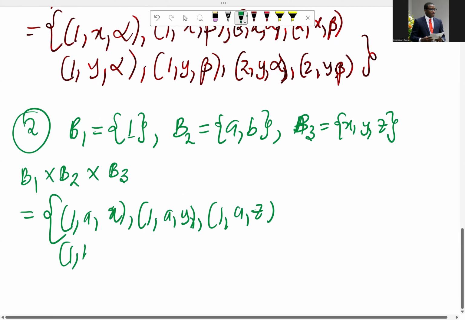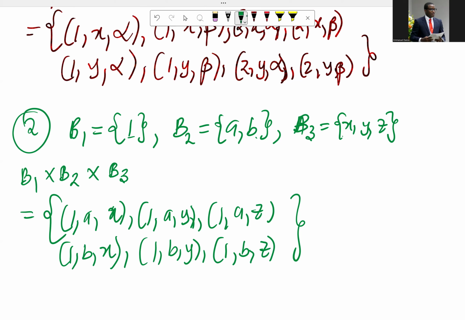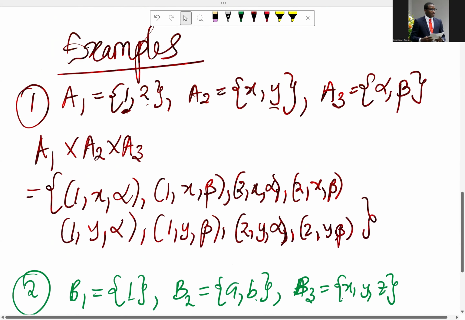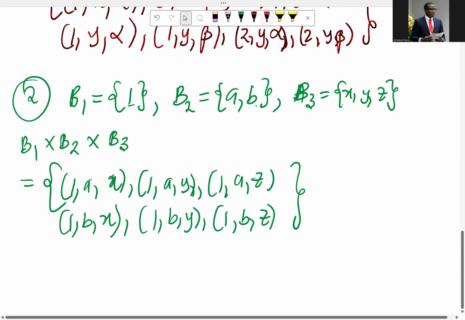So you have one B X, then you also have one B Y, and then you have one B Z. And those are the possibilities you can have. That's one, two, three, four, five, six triples in this case. Okay. So now we are going to see the properties of Cartesian products, and that will establish the cardinality of Cartesian products.